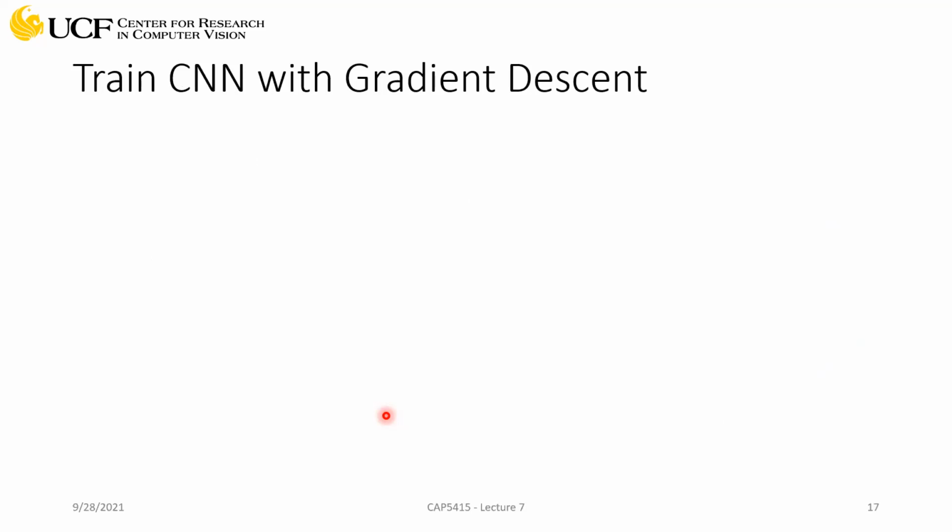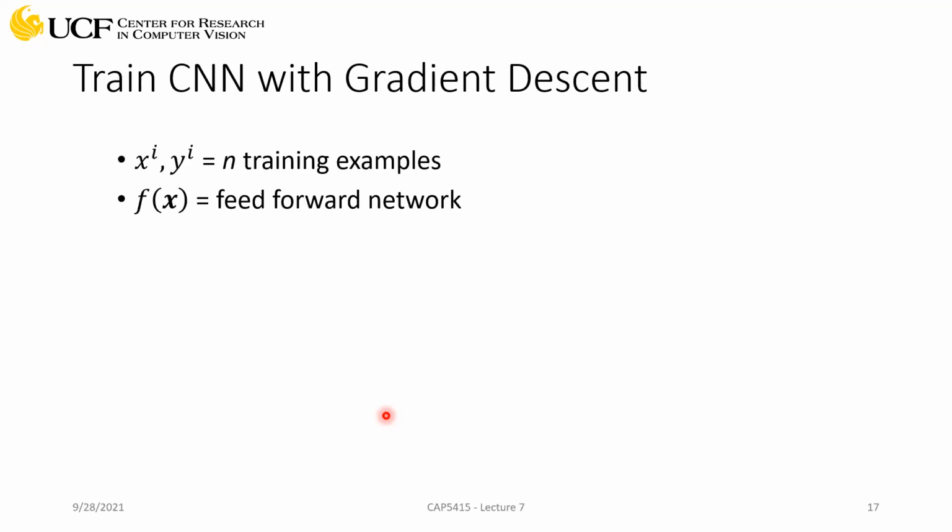Okay, so now let's see how we can use this gradient descent to train the CNN network. So any question on gradient descent? Because it's a very simple concept, and if you understand it, I think it will be easier further in the lecture.